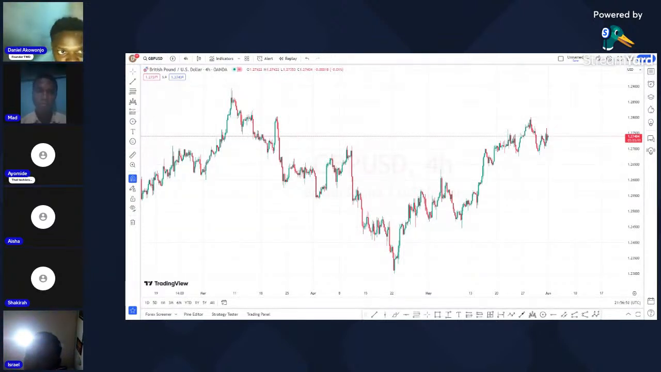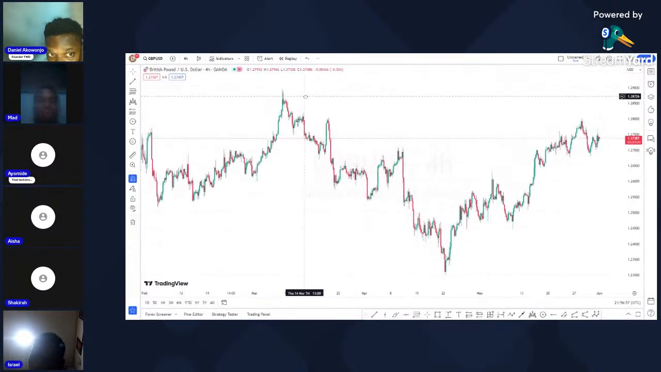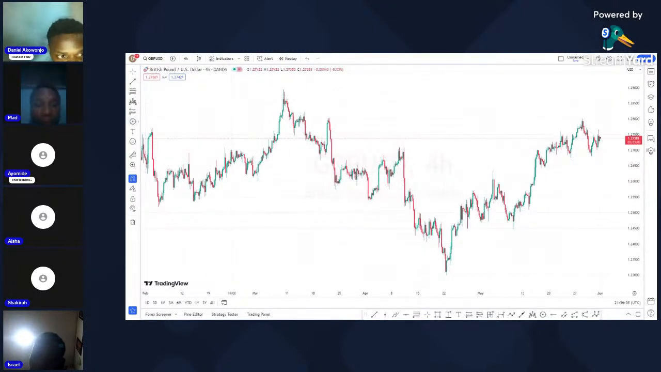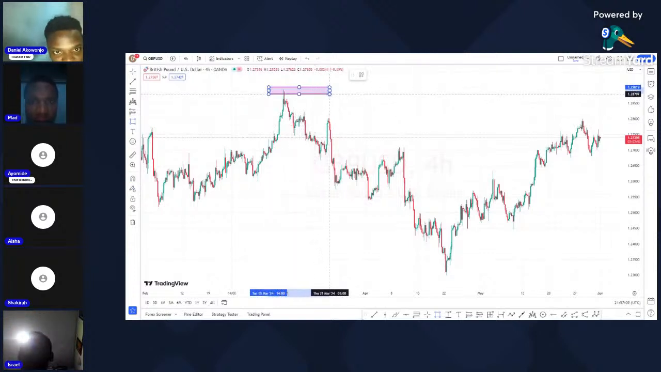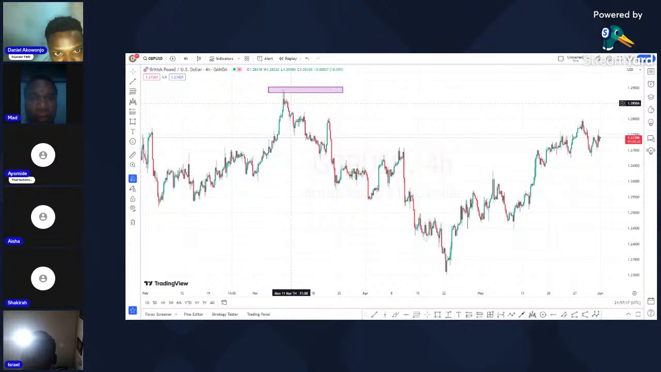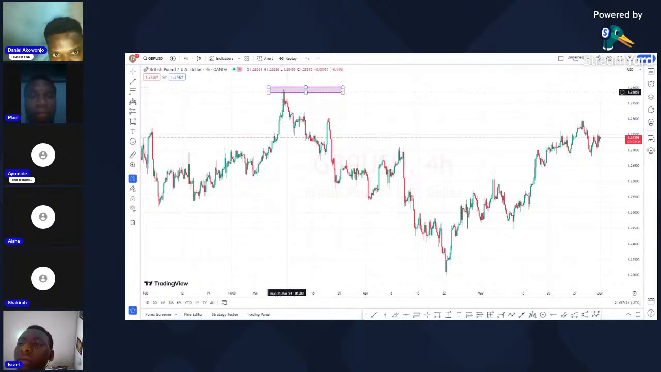So now, having that in your head, immediately price got to this zone, let me use my box. Having known that, immediately price got to this zone, what happened? There was a reversal in price. Price was not buying again, price started selling. What does that mean? That means this point automatically becomes either a support or resistance zone.